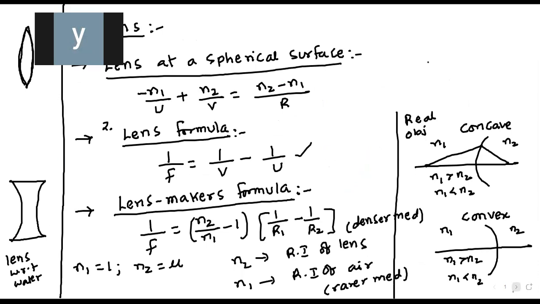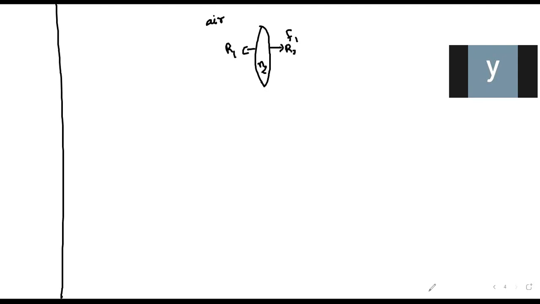And coming to lens maker's formula. Initially I am having a lens which is placed in air. It is having a focal length f1. Inside the lens I am having a refractive index as n2. Outside it is air. And the radius of curvature of the lens as r1 and r2.